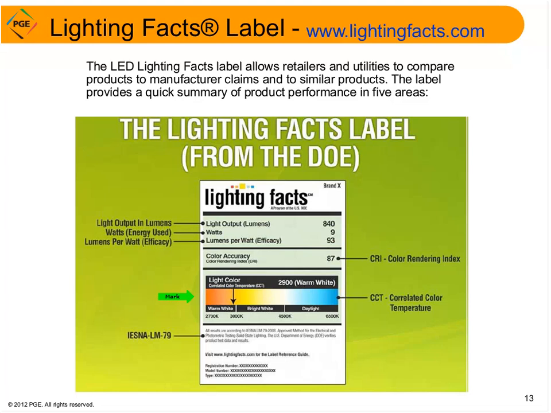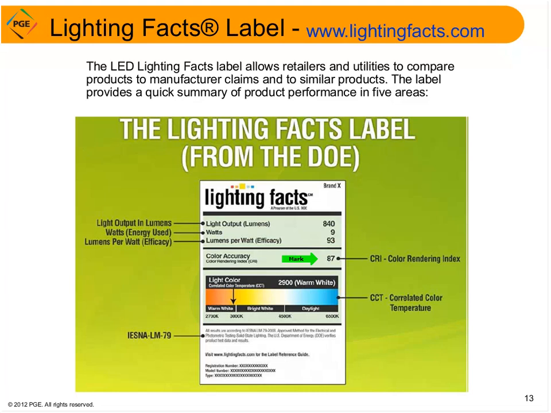Color rendering index indicates the effect of the lamp's light spectrum on the color appearance of objects. This is a 0 to 100 scale. The higher the number, the truer the appearance of the light on objects. So incandescent lighting is near 100 on the CRI scale.